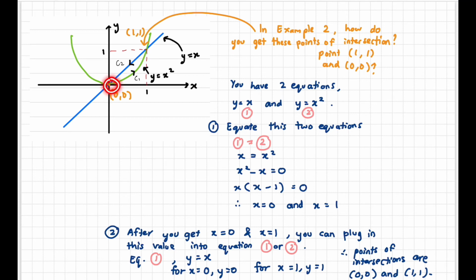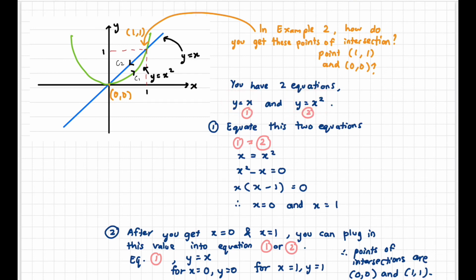In example 2, you have 2 points of intersection. Here 0, 0 and 1, 1. So now I will show you how you get these points of intersection. Points 0, 0 and 1, 1. You have these two equations. One is this equation, y is equal to x squared, and another one is this line, y is equal to x. y equal to x and y equal to x squared.